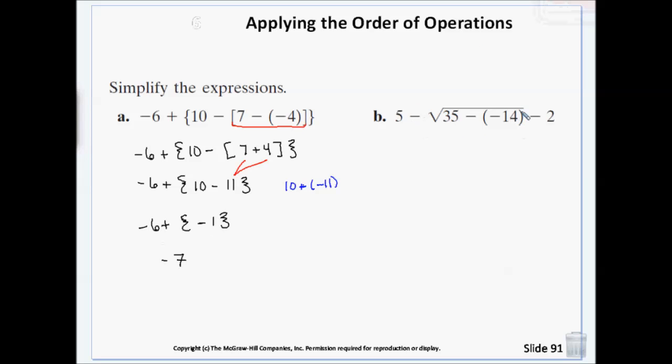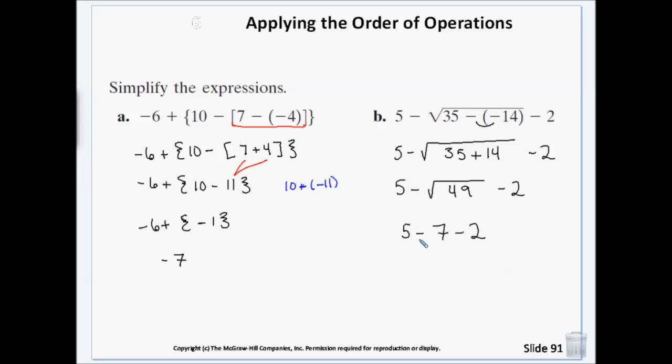A square root is a grouping symbol. It counts as both a grouping symbol and as an exponent. So you do everything inside of it first, and then you have to take the square root of it next. So first we'll do everything inside. So that's going to be 35 plus 14, and then minus 2. Right, because he's happy. And 35 plus 14 is 49. And then the square root of 49 is 7.